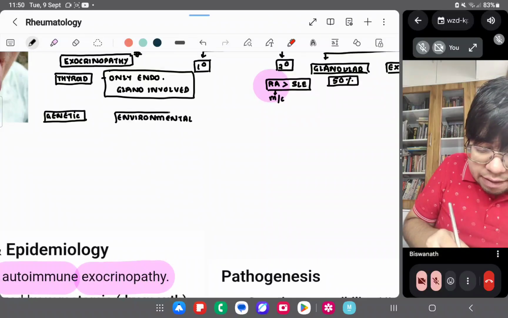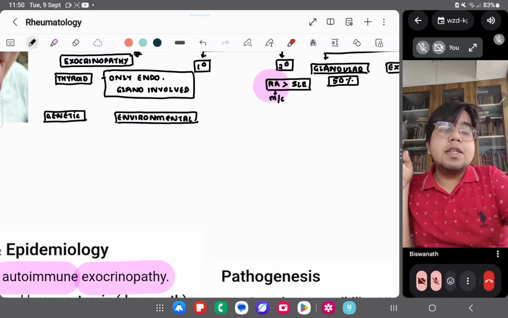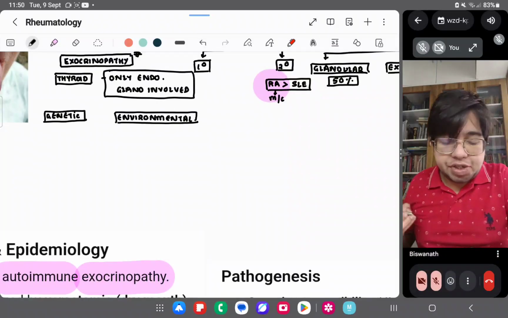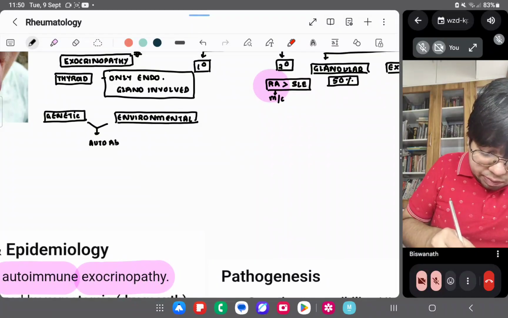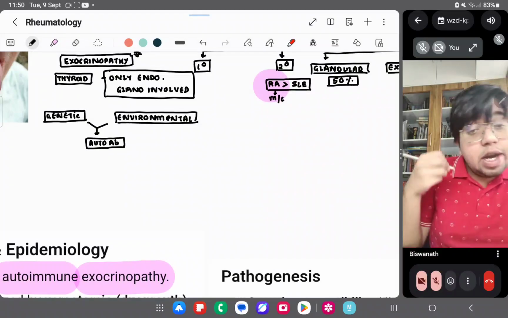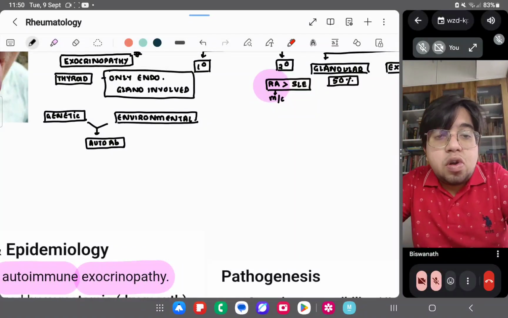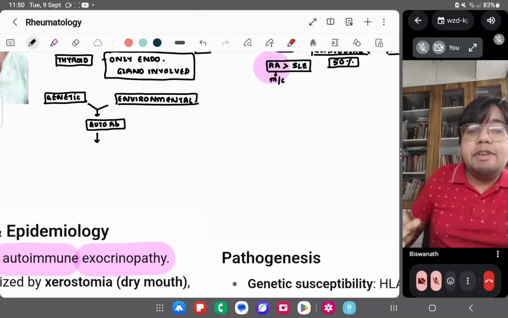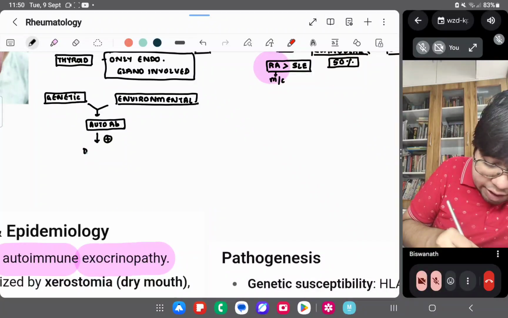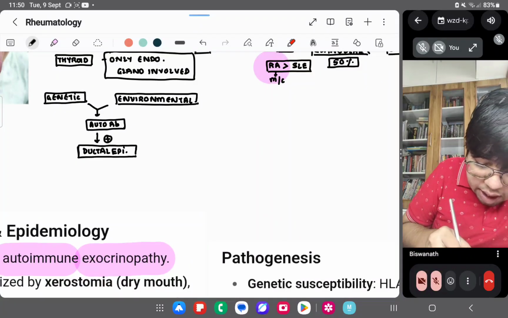We have genetic factors and environmental factors on the other hand. These factors contribute to autoantibody production. Autoantibody is produced, right? It is an autoimmune disorder. This autoantibody will attack the cells and activate the ductal epithelium.